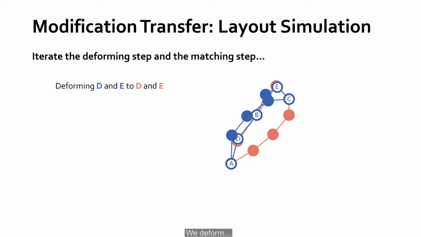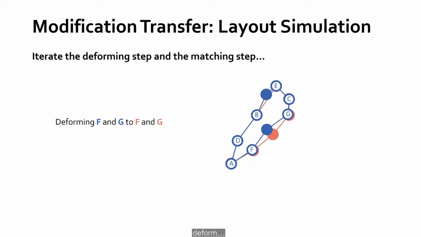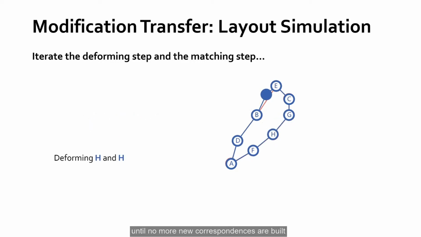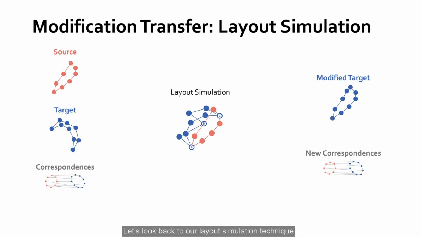We deform, match, deform, match, until new correspondences are built. Finally, we move the layout of the target to a new shape similar to the source and get a new set of correspondences. Let's look back to our layout simulation technique.